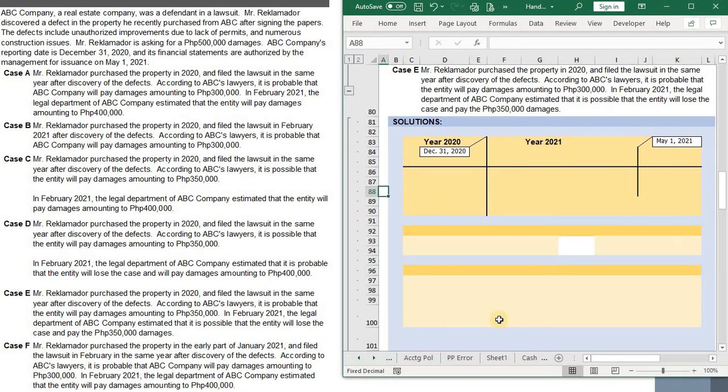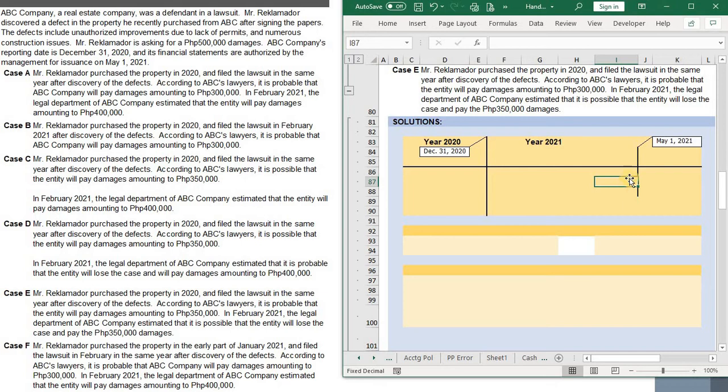So now let us proceed to case E. Mr. Reclamador purchased the property in 2020 and filed the lawsuit in the same year after the discovery of the defects. According to ABC's lawyers, it is probable that the entity will pay damages amounting to 300,000 pesos. In February 2021, the legal department of ABC Company estimated that it is possible that the entity will lose the case and pay the 350,000 damages. Again, the relevant dates are December 31, 2020 and May 1, 2021, and any events that will occur between these two dates are the events under PAS 10.